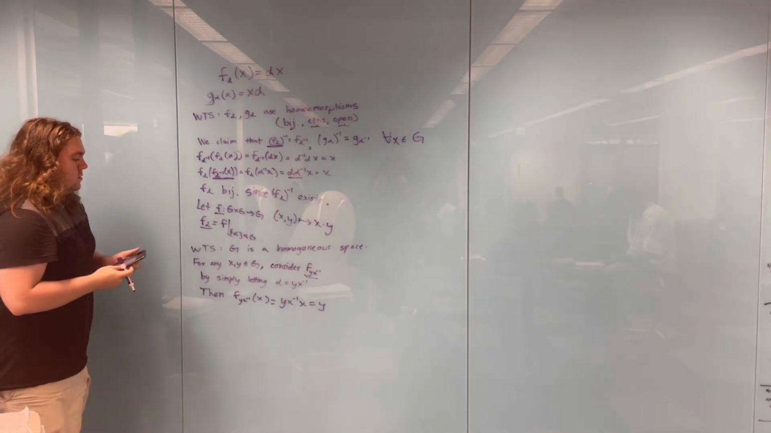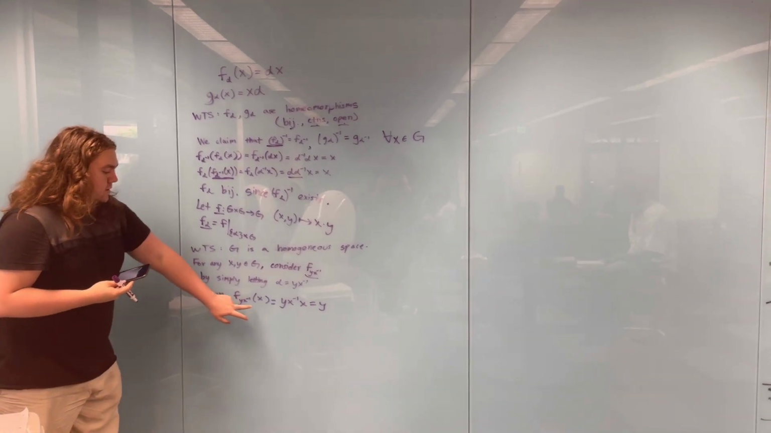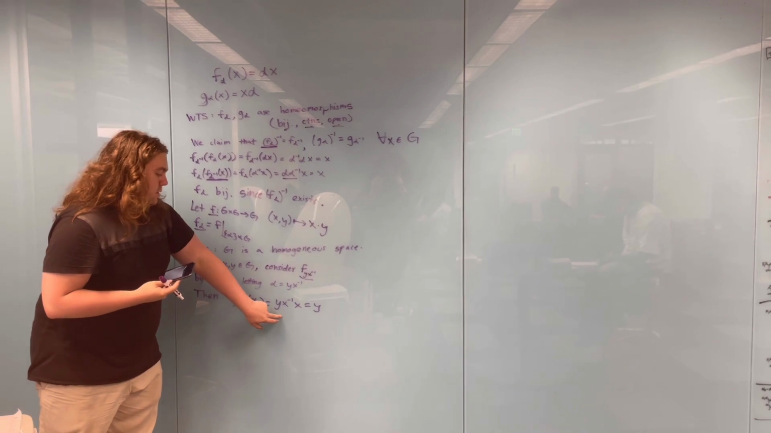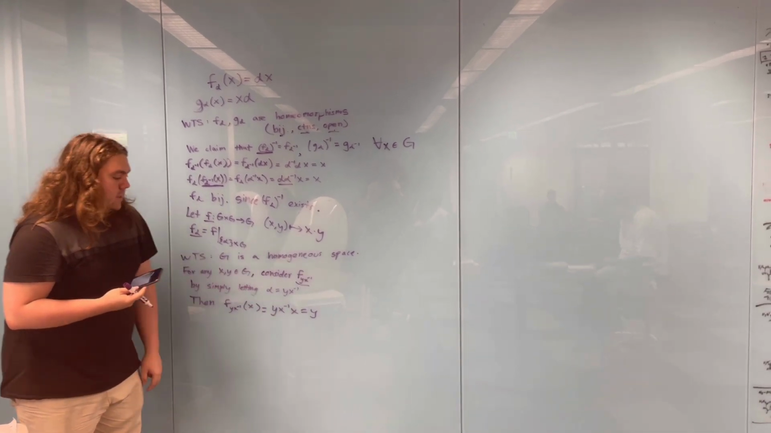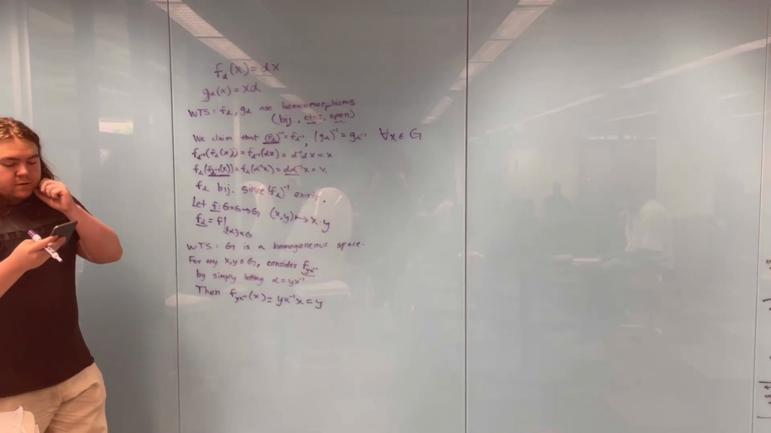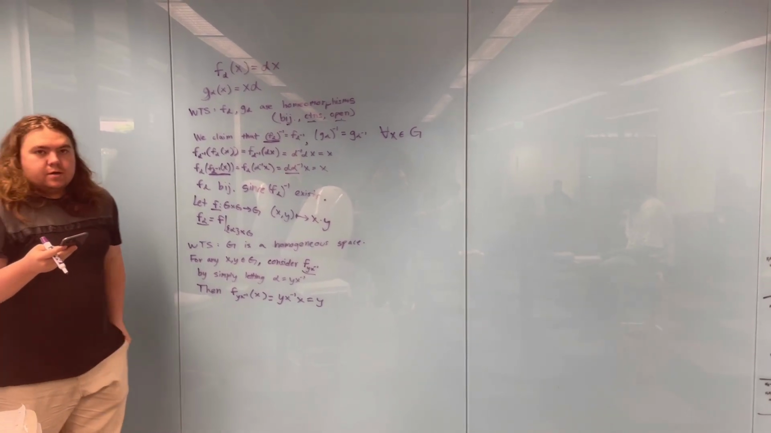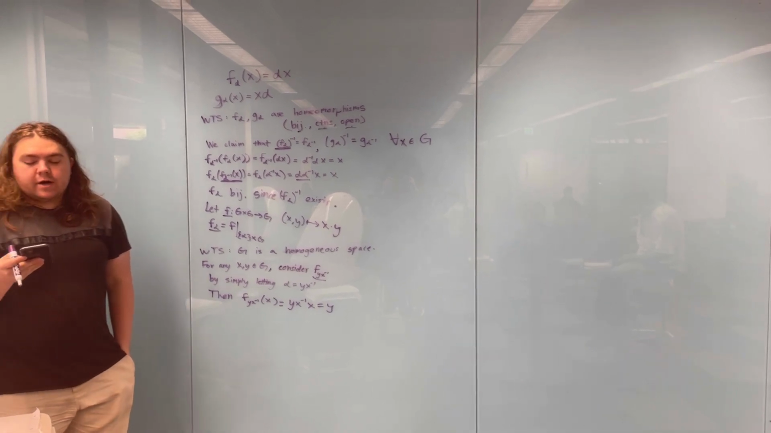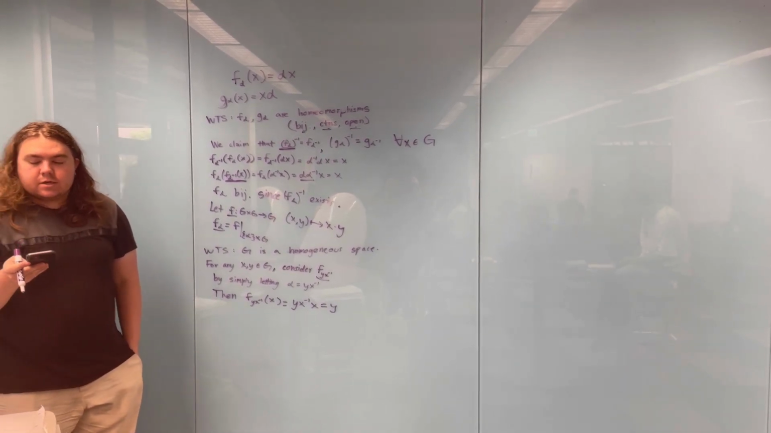Then if we simply plug x into this function, the x inverse and x cancel out, and we're just left with y. So we have a function from x to y, where x and y are generic, so G is a homogeneous space.